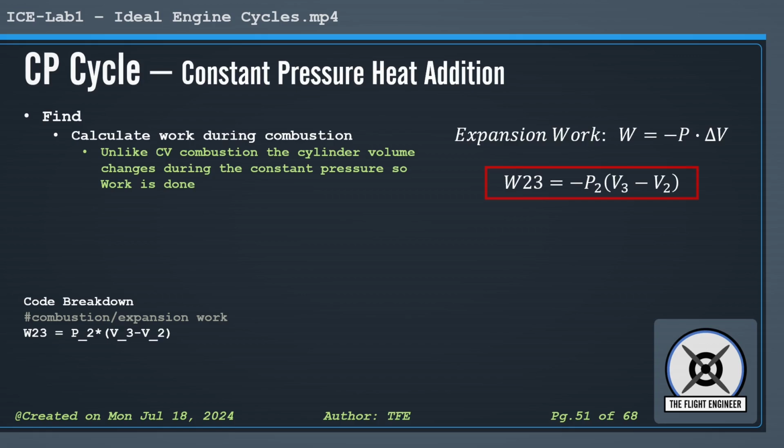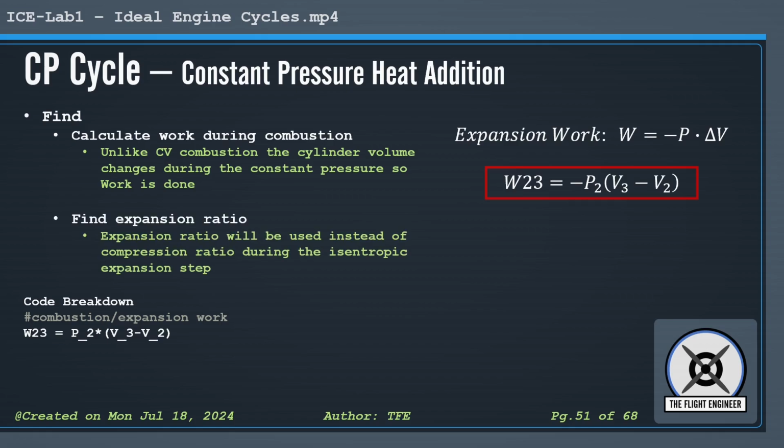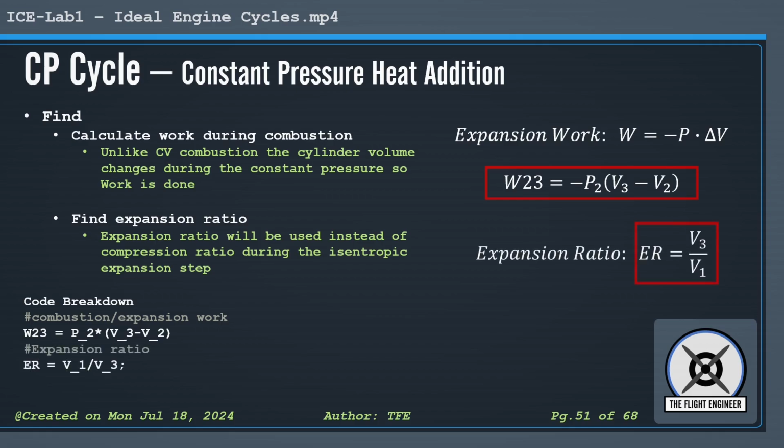Since the cylinder has already been moving down from top dead center during the combustion event, our calculations for the expansion process will have a different starting volume. Because of this, the volume ratio during the expansion does not equal the compression ratio. Instead, we must find this new quantity, expansion ratio. It is simply the volume at 3, or the volume where combustion finishes, divided by the volume at 1.